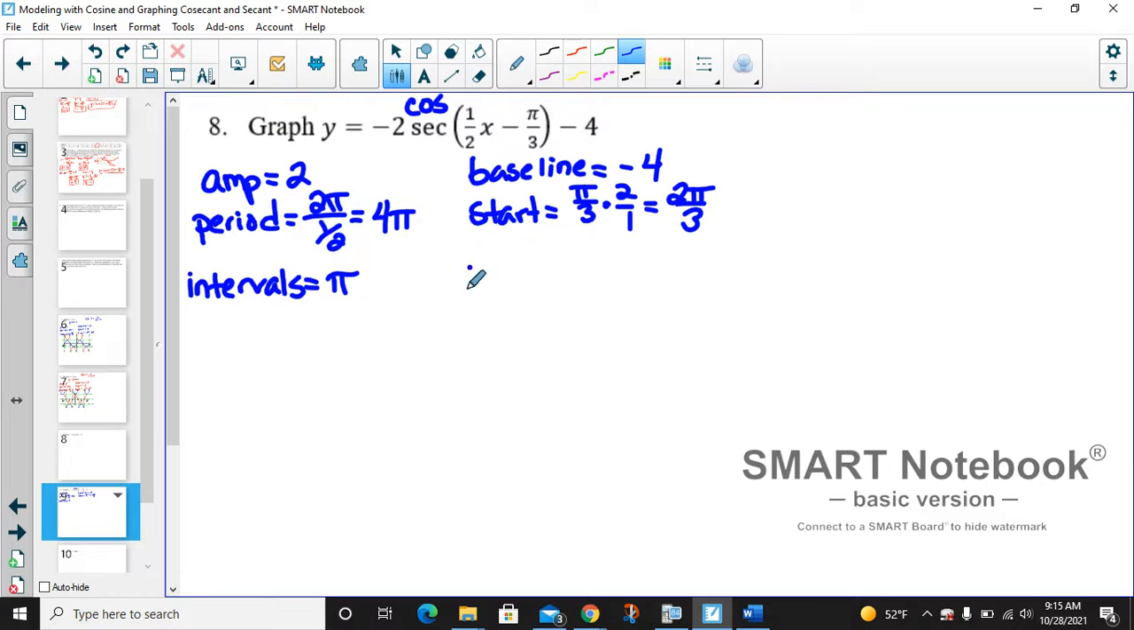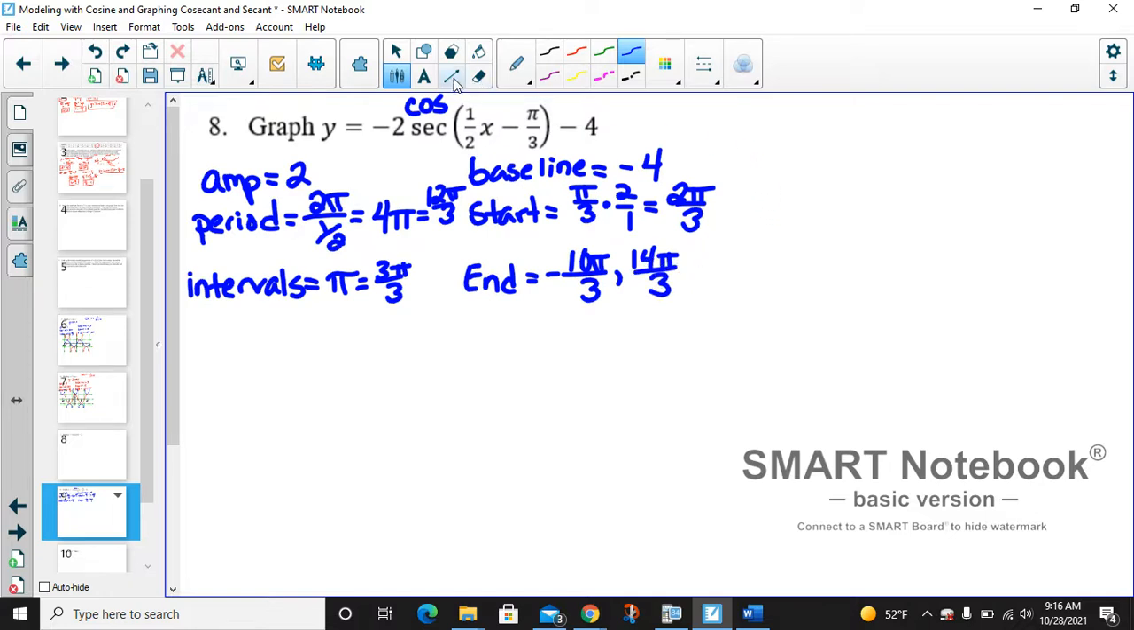Then for our end, we want a common denominator. So our period is really 12 pi over 3, and our intervals will be 3 pi over 3. We want all of those to have common denominators. When we do our start minus our period, we get -10 pi over 3. And when we add our period, 2 pi over 3 plus 12 pi over 3, we get 14 pi over 3.